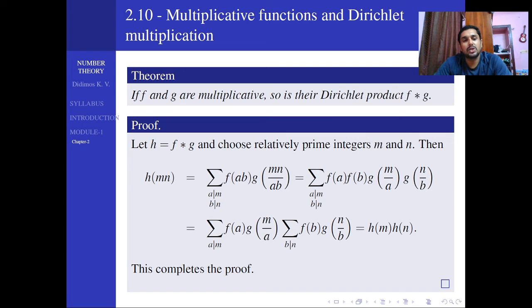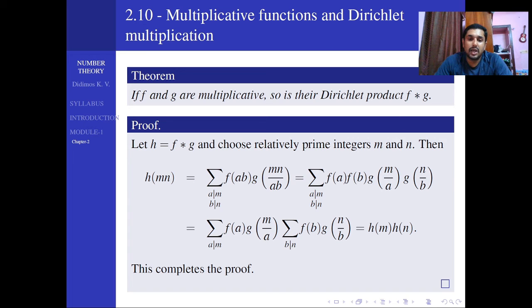So we start with h of mn. H of mn is nothing but f star g of mn. So how do you write f star g of mn? Sigma d divides mn f of d g of mn by d. Okay, so d divides mn. That means d is a divisor of mn. Then we need to evaluate f of d and g of mn by d.